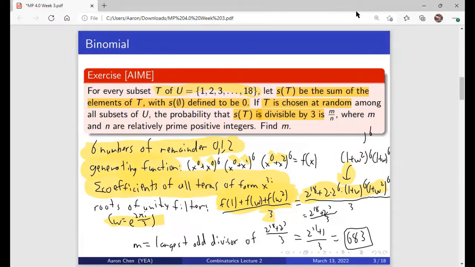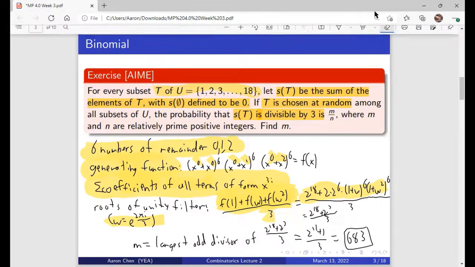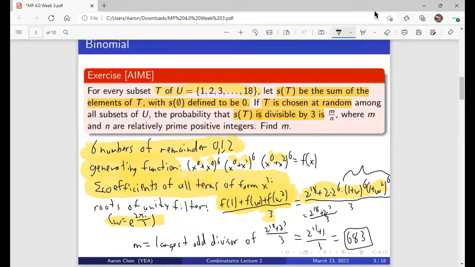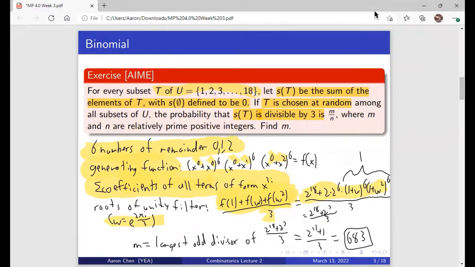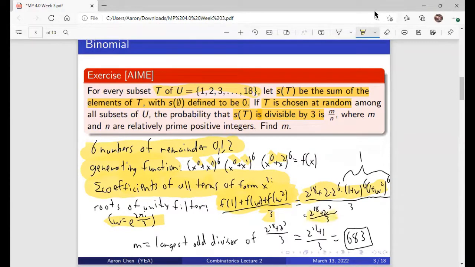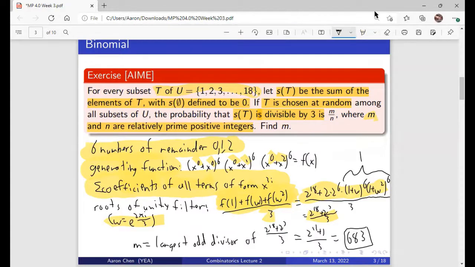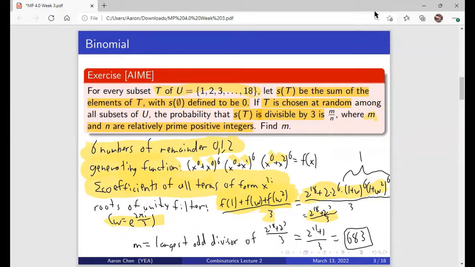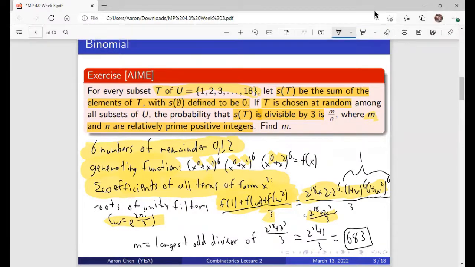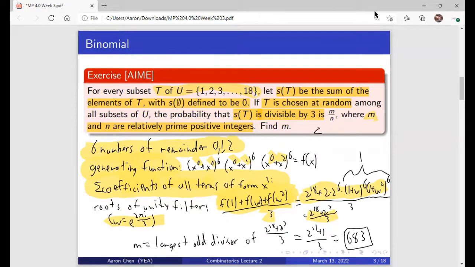All right, and after that, you can see that this expression is just equal to 1. So this is equal to (2 to the 18th plus 2 to the 7th) divided by 3. Now we want to find m. Although this is the numerator, it's not m yet, because we're given that m and n are relatively prime positive integers. Currently, if we ignore the fact that m and n are relatively prime, the answer would be the numerator.